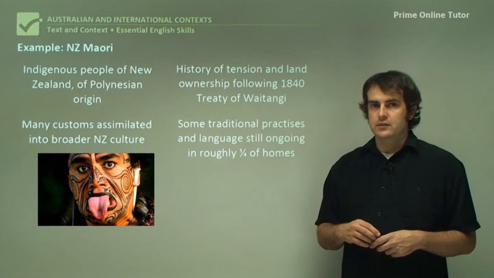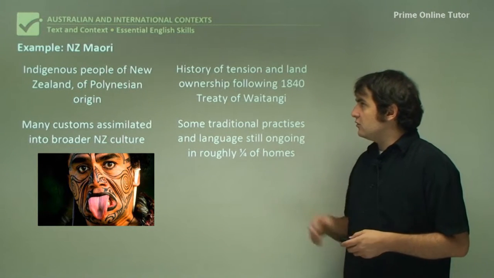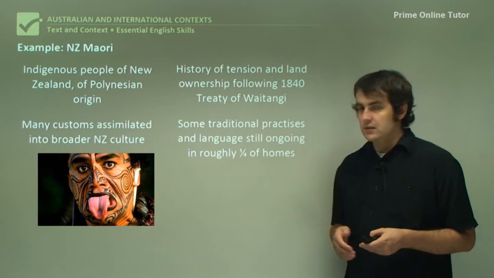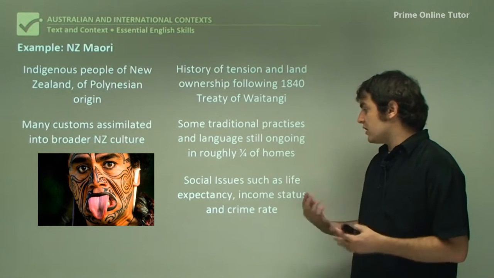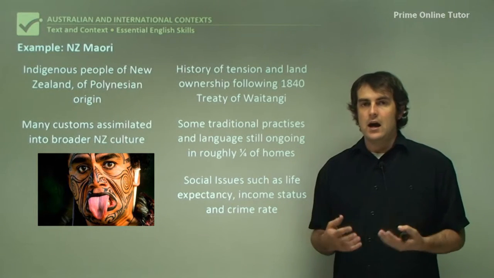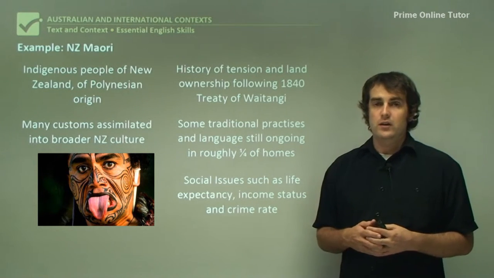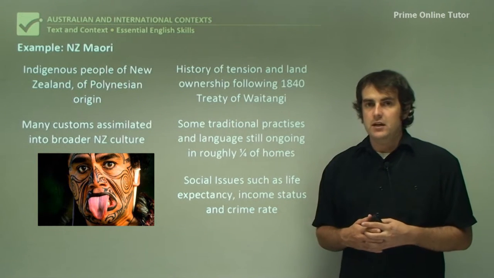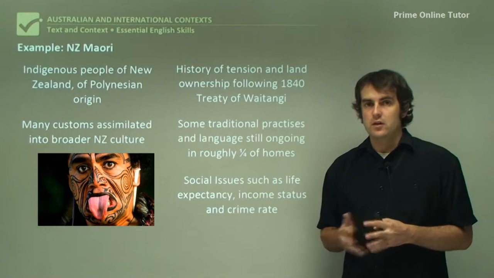There are a number of subtle differences. And the other thing you get out of this research, certainly one of the things that came up frequently, was that social issues such as life expectancy, income status, and crime rate are quite prominent issues within that community, and ones which many people in New Zealand are still trying to address.